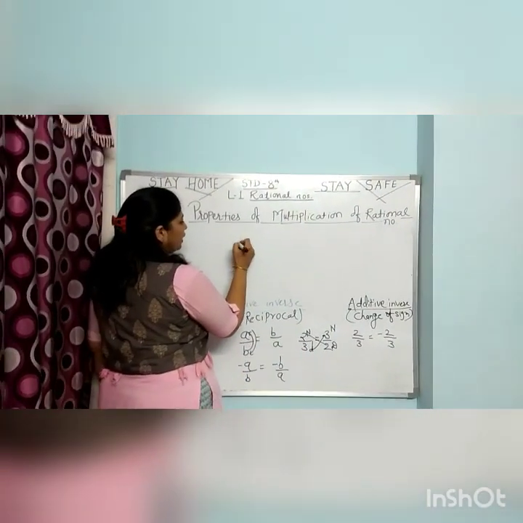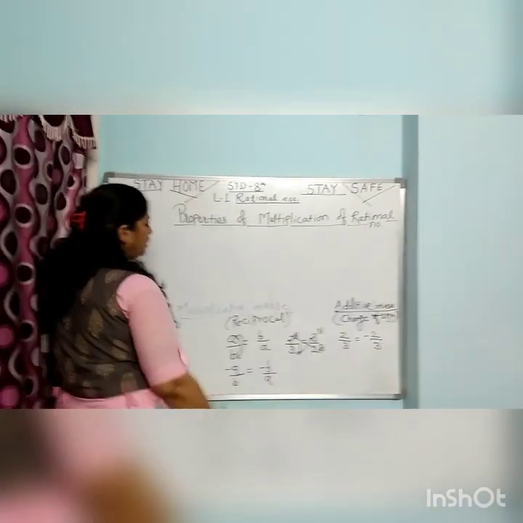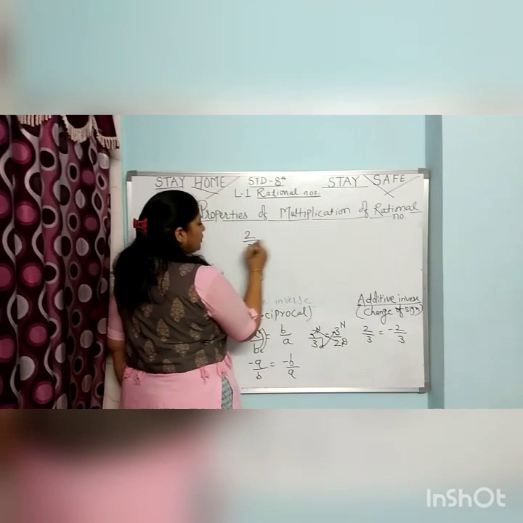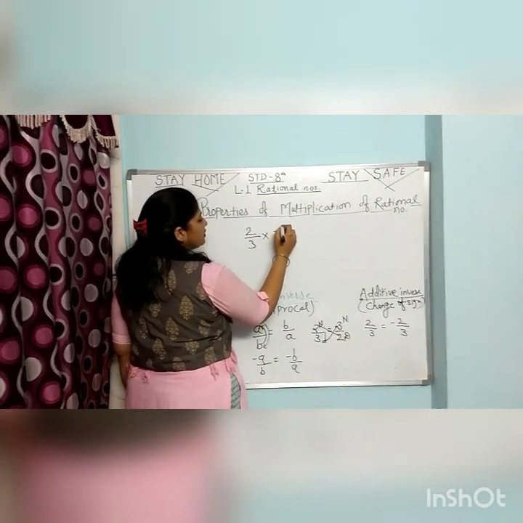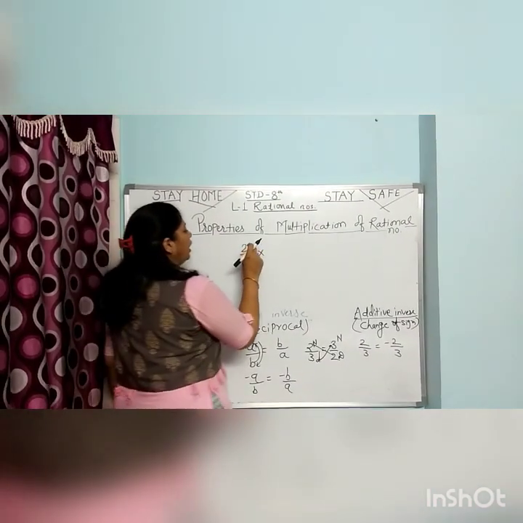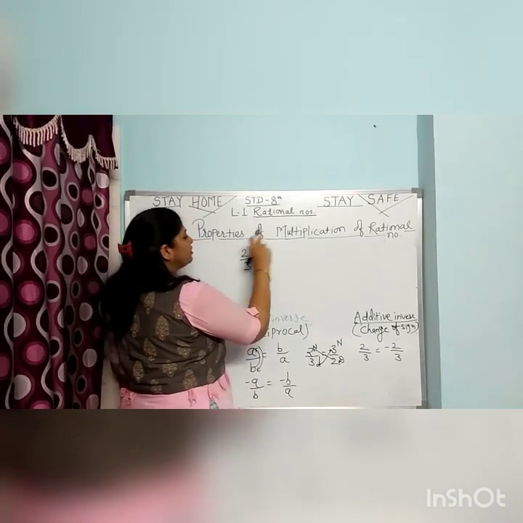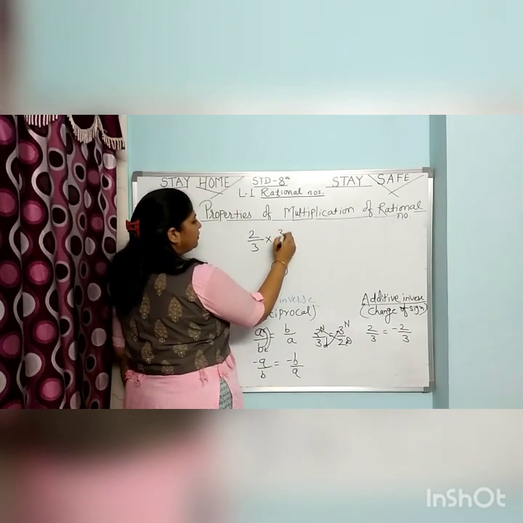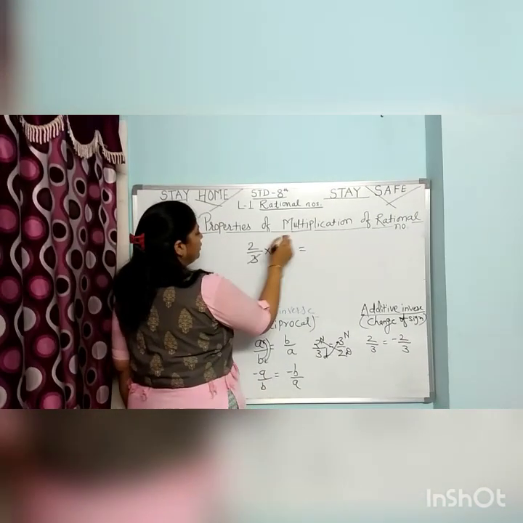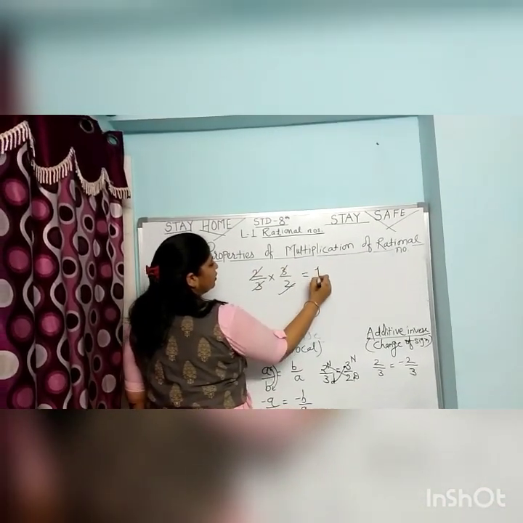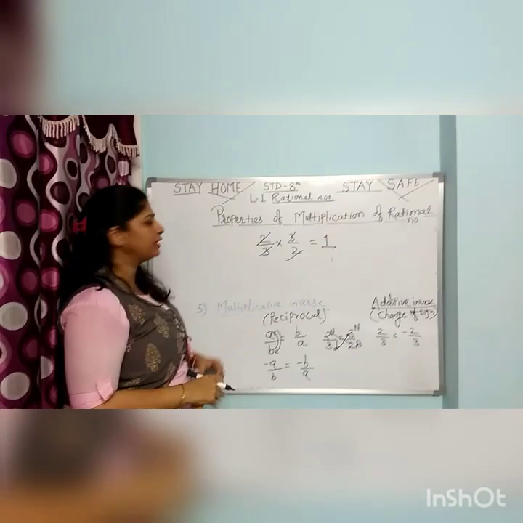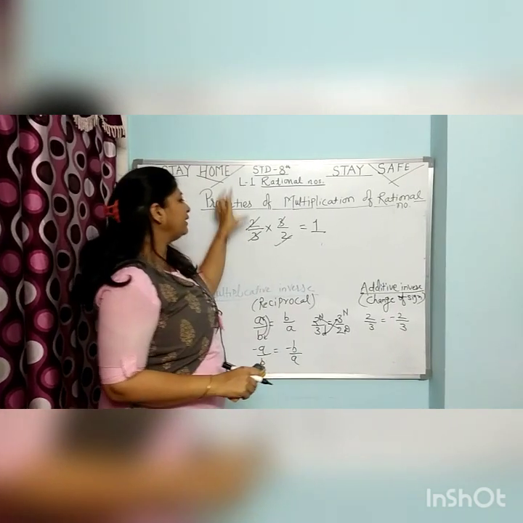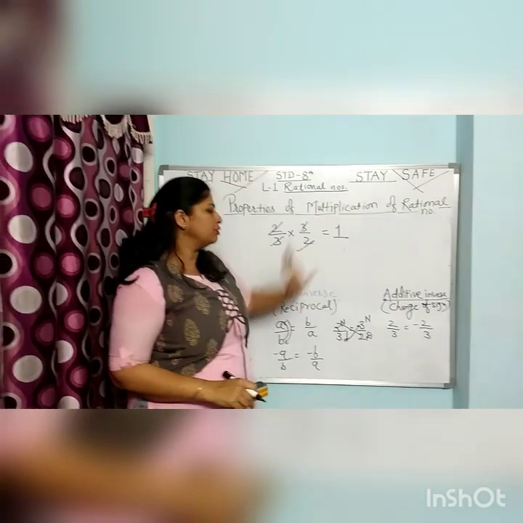A number and its multiplicative inverse multiply to give 1. Suppose the number is 2 by 3, its multiplicative inverse is 3 by 2. For a rational number and its multiplicative inverse, the result will be 1. 2 by 3 multiplied by 3 by 2: the 3s and the 2s cancel out, and it is equal to 1. So a number and its multiplicative inverse give you 1.